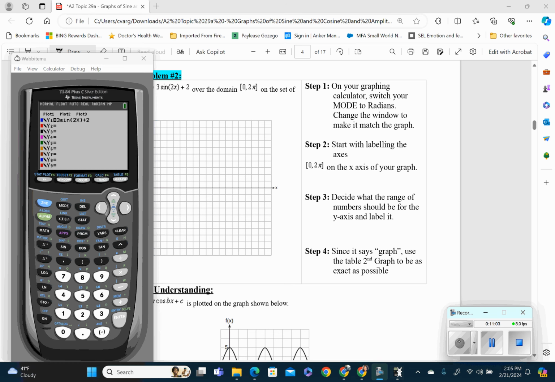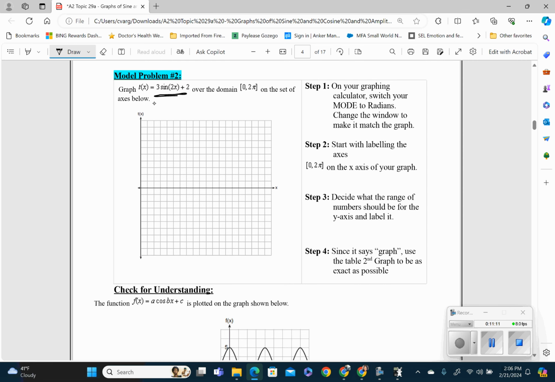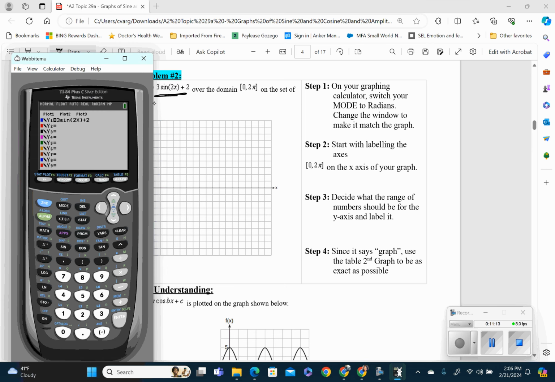So I went into my y equals and I graphed it, right? I plugged in y equals 3 sine 2x plus 2 because that's what I had right here. And then I'm going to change my mode to radian, which right now it already is in radian, right? Do you see that? If I go down, it's already in radian, so I can hit enter just to confirm.